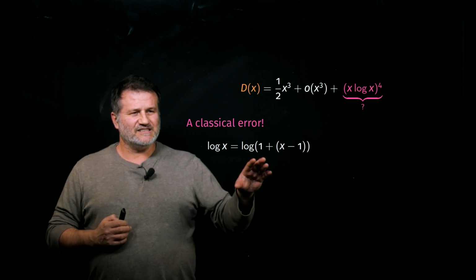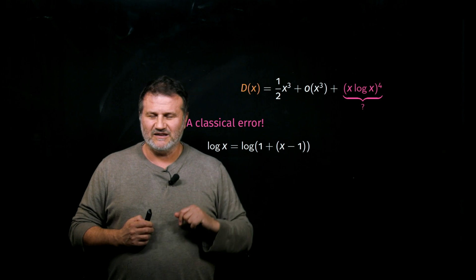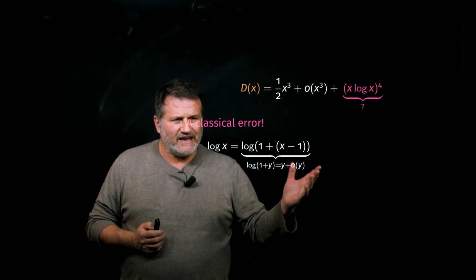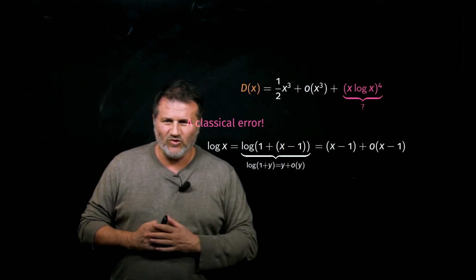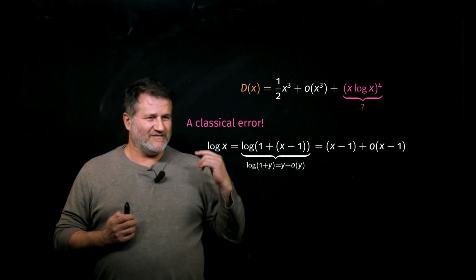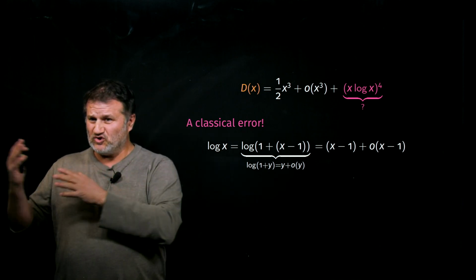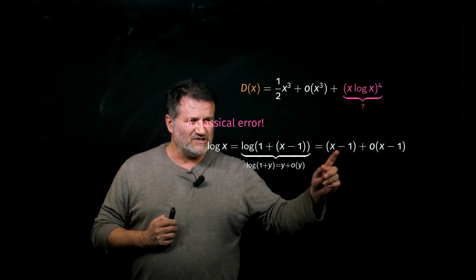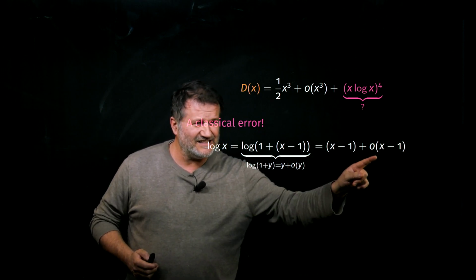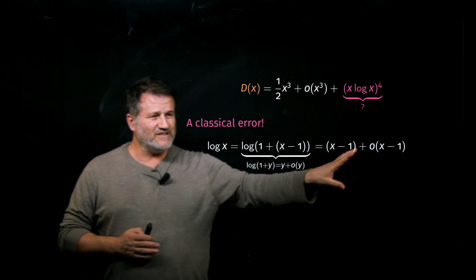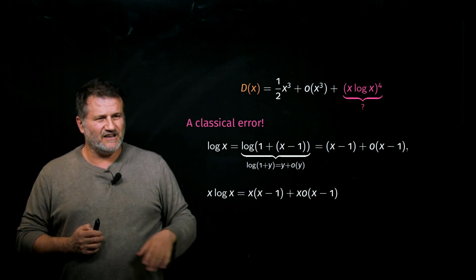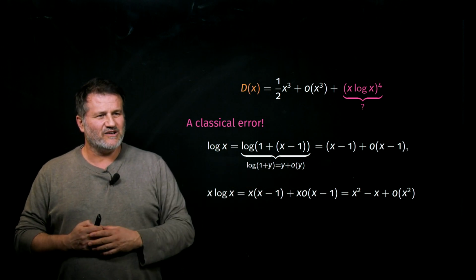They write log of x, so I create the 1 by adding and subtracting 1, like this. Then now I use the formula log of 1 plus y equals y plus o of y, which is correct. So I could say equal x minus 1 plus little o of x minus 1. Now the problem with this formula is that the little o is not a little o. Because, think about it, when x goes to 0, we know that log of x goes to minus infinity. Here, when x goes to 0, x minus 1 goes to minus 1. So if you want this to be equal to log of x, necessarily this part should go to minus infinity. So that quantity is not at all negligible here. On the contrary, it is dominant over this one. So this is a wrong calculation.